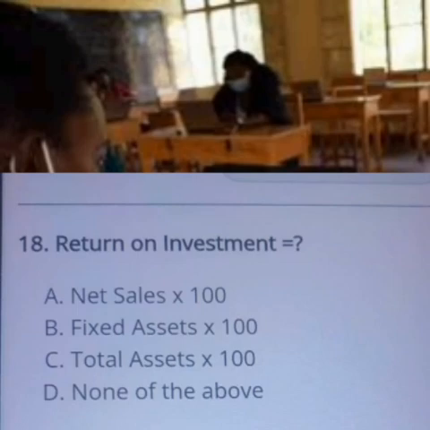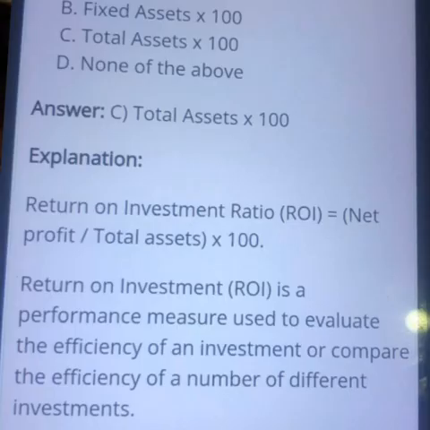Question number 18. Return on investment equals? A. Net sales times 100. B. Fixed assets times 100. C. Total assets times 100. D. None of the above. The true answer is C. Total assets times 100.